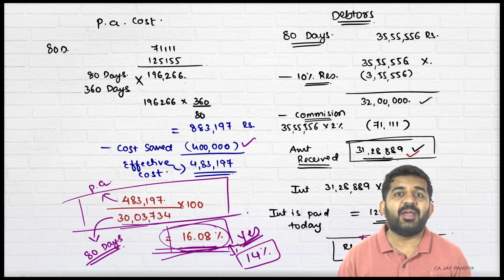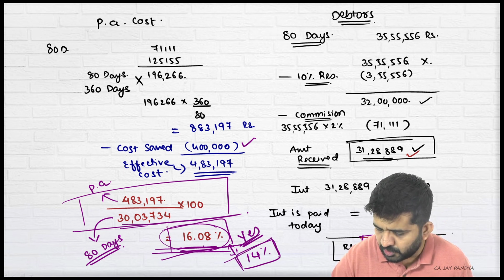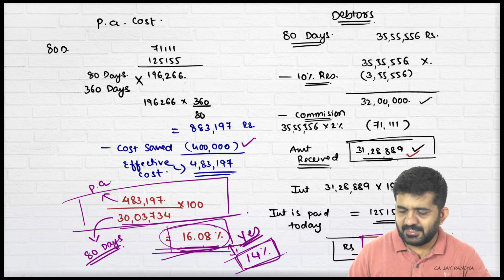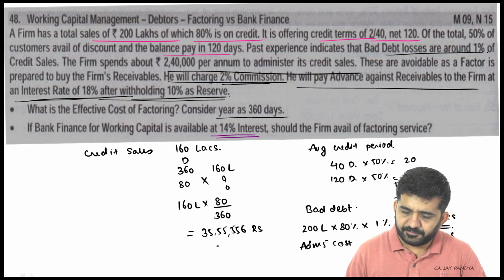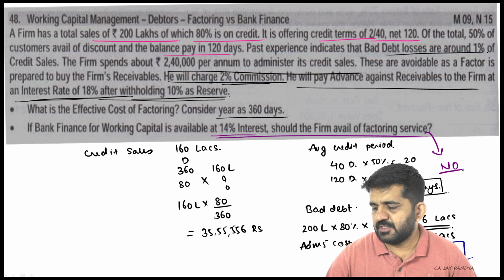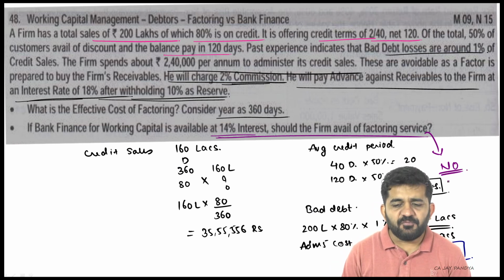If you do factoring, this will be your effective cost. And what will be the effective cost if you go for own finances? 14%. As this is higher, in the second answer I will be writing down 14%. Should you avail factoring services? The answer is no, because the cost of factoring is higher than the cost of financing.